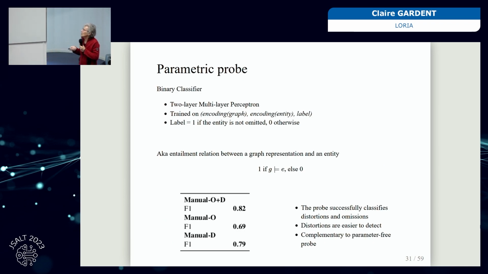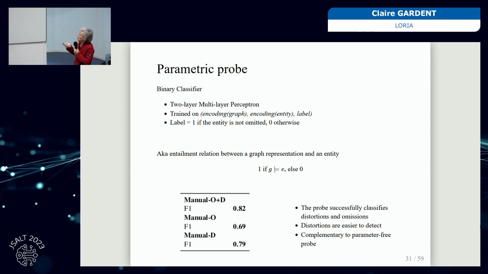Okay, so that was the first probe, and the other probe is a more standard probe where you train a classifier whose aim is to predict, given a graph and an entity, whether that entity is going to be omitted or not. We train it on the annotated data I just mentioned. We experimented with different classifiers, but the best one was a two-layer multi-layer perceptron. You give it the encoding of the graph, the encoding of the entity, and the label: 1 if the entity is not omitted and 0 otherwise, and you train this classifier.